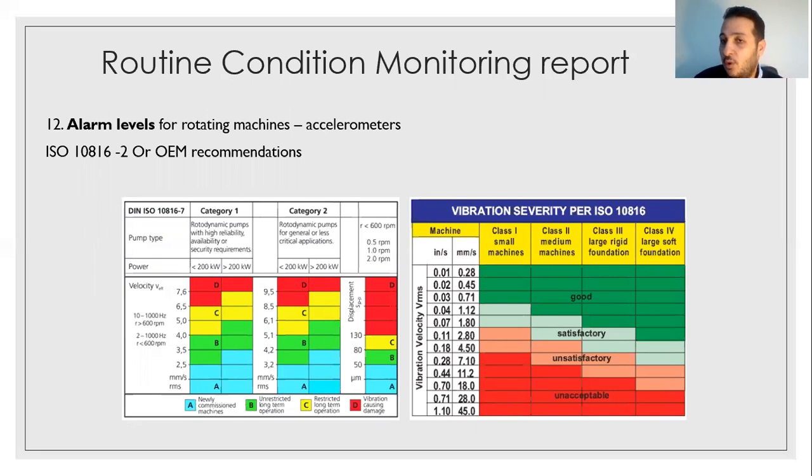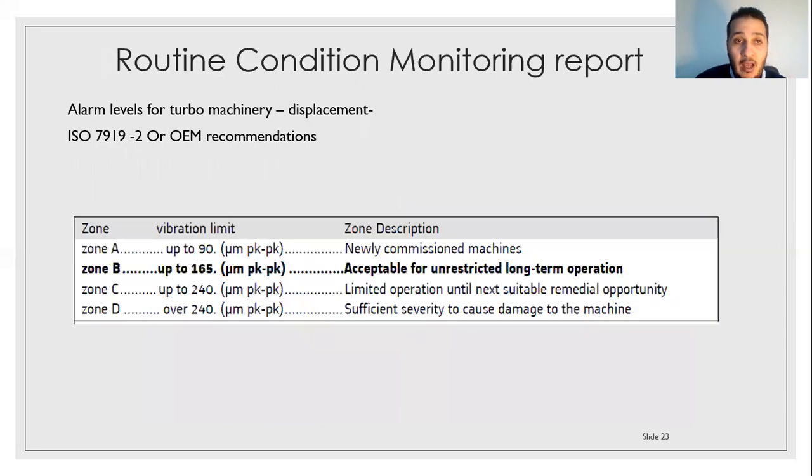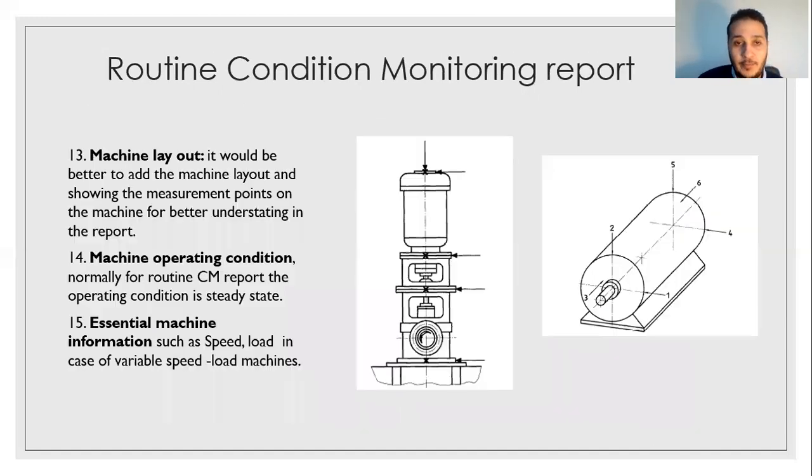The common levels we know from the ISO 10816, which is like from 0 to 4 is acceptable, from 4 to 7 acceptable but high, and over 7 millimeter per second RMS is unacceptable. This is just general guidelines. For turbo machinery, like you have zone A, B, C, and D, like up to 90 microns peak to peak, or 165, 240, and 240.